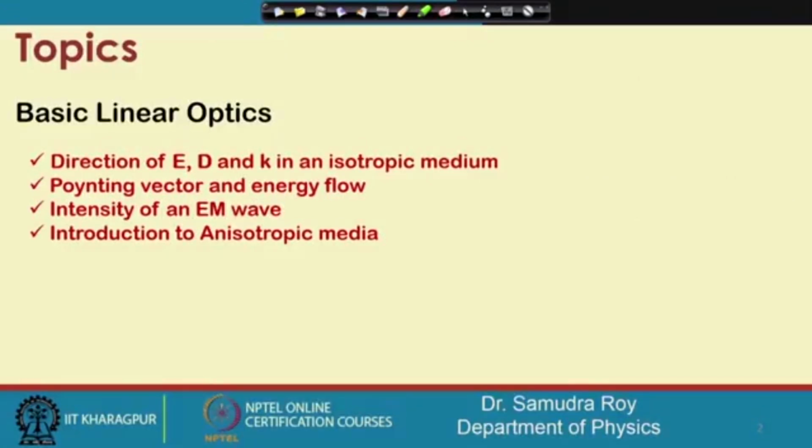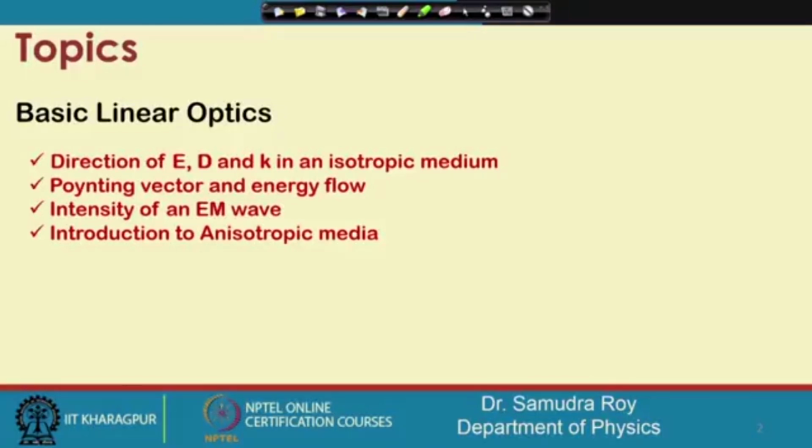these. So, the direction of the vectors E, D, k in an isotropic medium. So, we know what is electric field, what is magnetic field, and what is the D vector, and k is the propagation constant. So, how these things are related to each other, what is the relative direction of these quantities, we need to learn in an isotropic system.